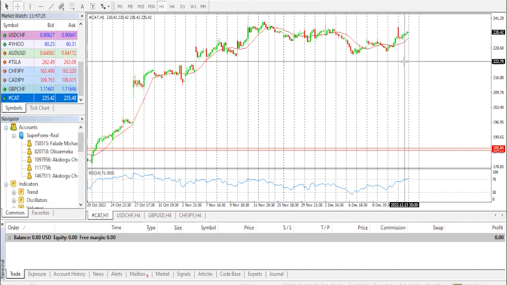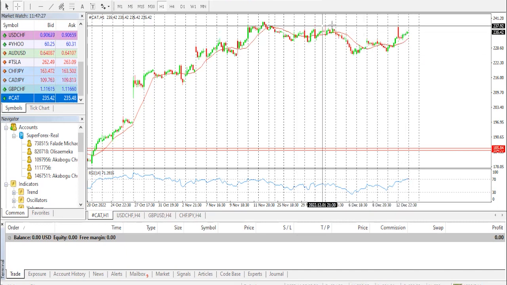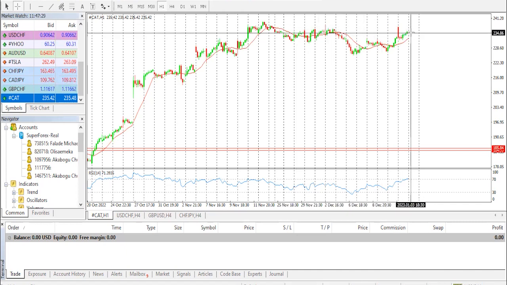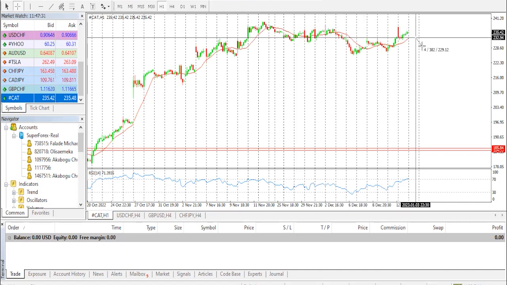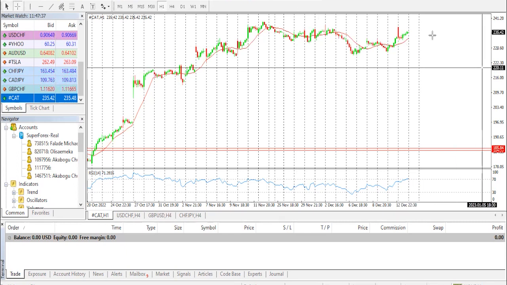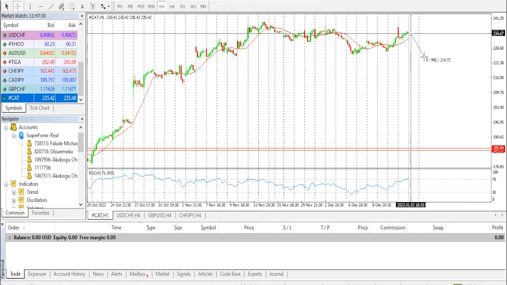Now, let's expect that at the point of this resistance reach, we might see something like this, a retracement down to at least 229.12, which is at about 20 pips to 30 pips on that point, of course, which is good money.